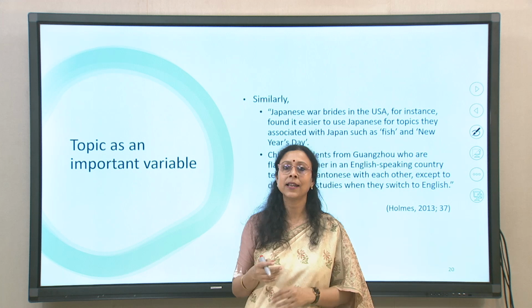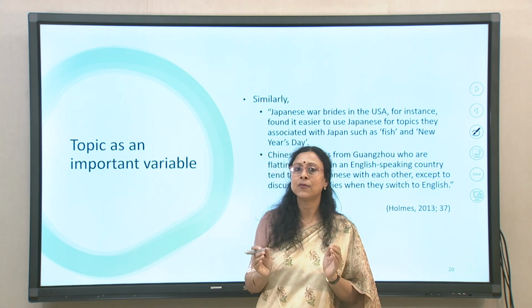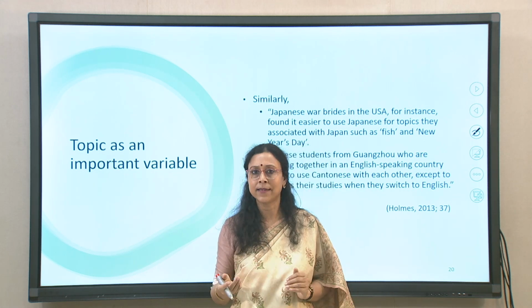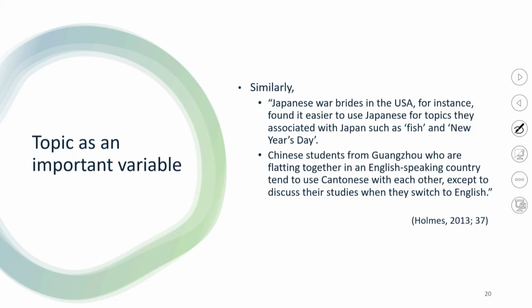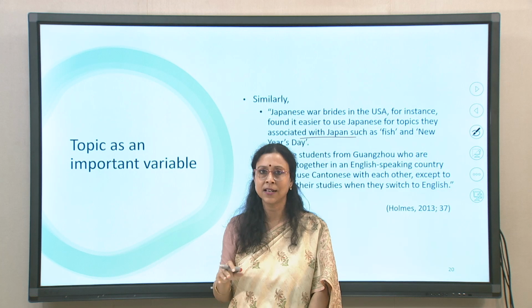So, that is an interesting case where communicative strategy is one domain where code switching often has an interaction with topic. As a result, it is very important. There is yet another example that Holmes gives. Japanese war brides in the US, for instance, found it easier to use Japanese for topics they associated with Japan. They have come to the US as war brides, and now because of solidarity or for identifying with the Japanese culture, they use Japanese for certain words, but the rest is English.